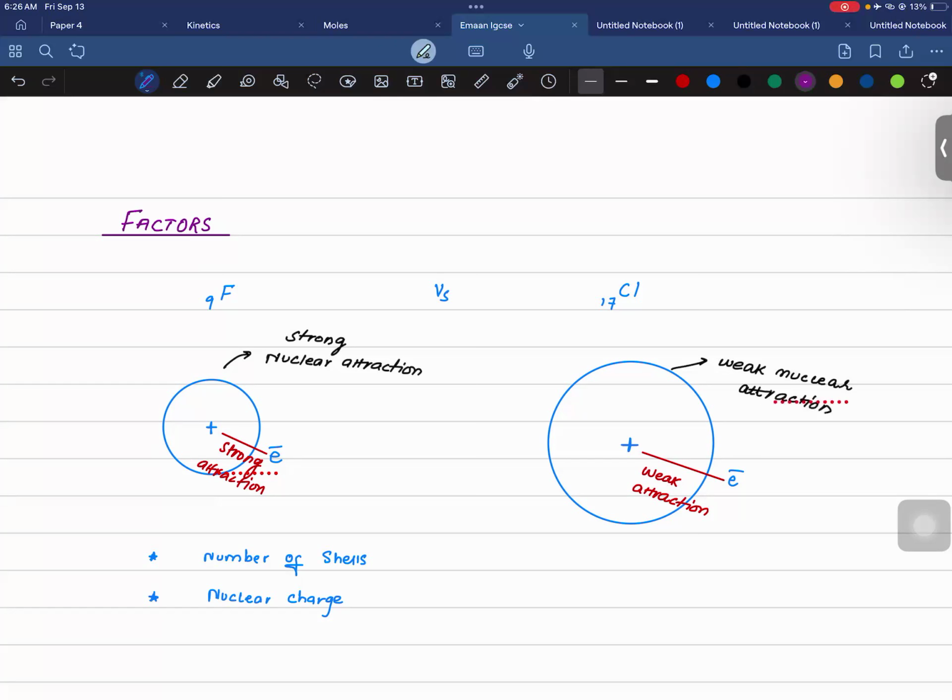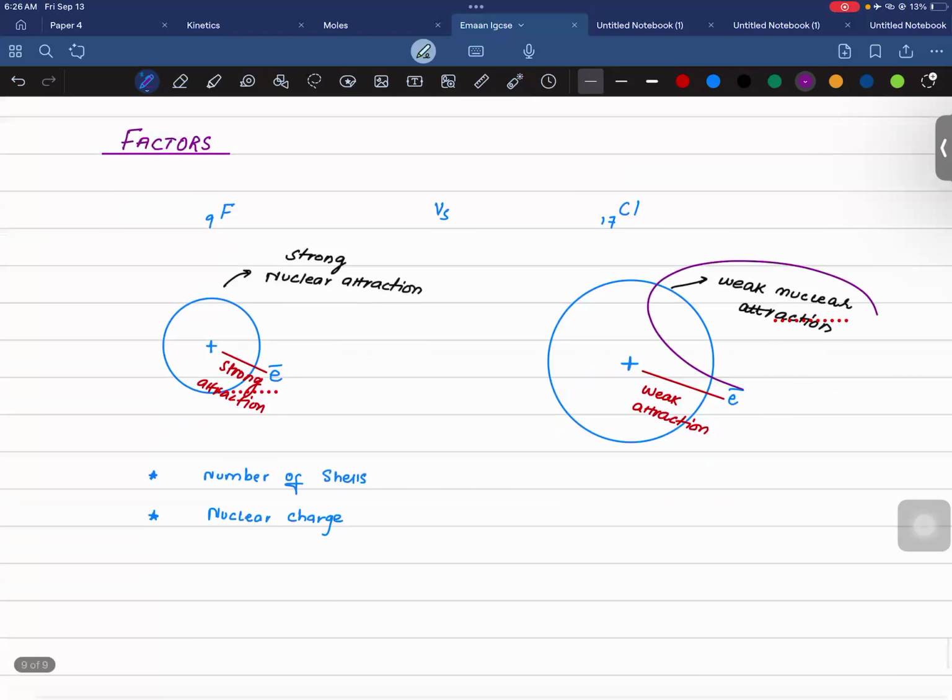Okay. And also, why is it having a weak nuclear attraction? You will say it has more shells. It has a greater atomic size. It has a lower attraction towards electrons.